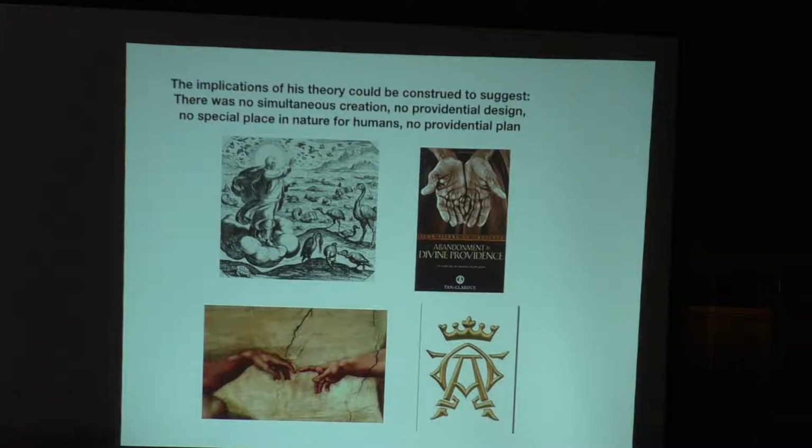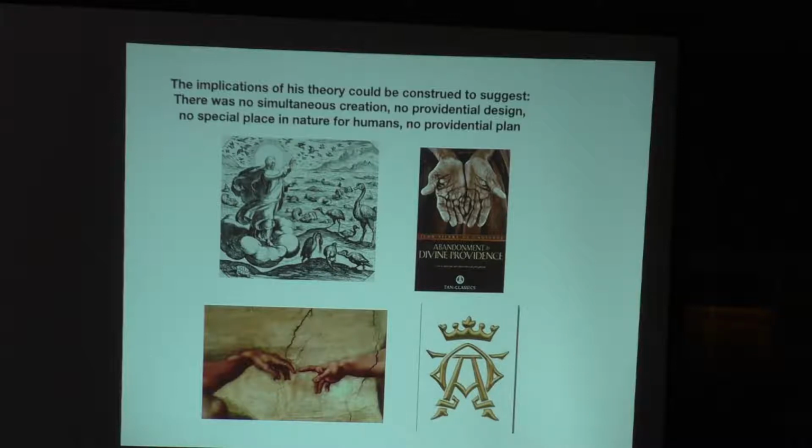Here are just some suggestions of what the implications of his theory are: there was no simultaneous creation, no providential design. However this thing started, nobody was there saying, well, this is where we're going to go. Finally, we're going to have this kind of superior being. No, it just happens by random selection. No special place in nature for humans. We've done very well for ourselves, we have to grant that, but not because we were put here in some special place.